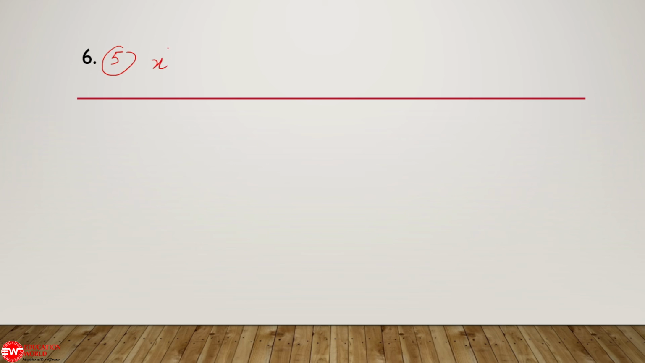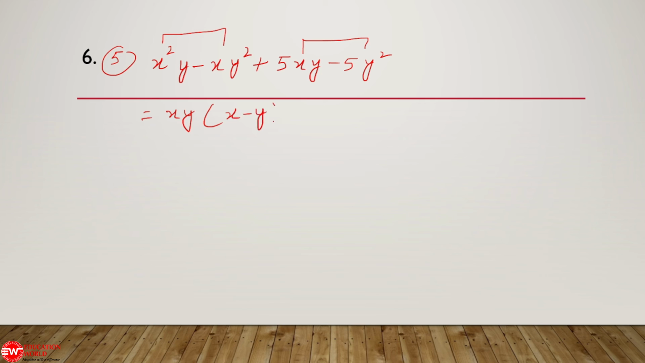It is x square y minus xy square plus 5xy minus 5y square. So do the grouping. It is x and y. So what is left? x minus y. Here 5y. So again x minus y. So x minus y.